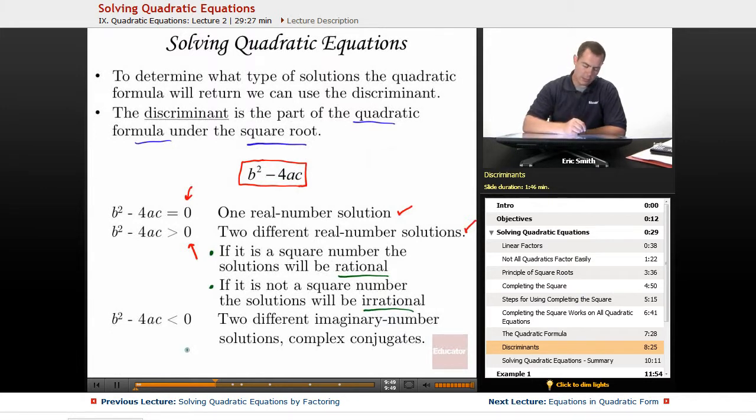Then we just have one more case to worry about. What happens if the discriminant is negative? Well, in that case, you will have imaginary number solutions. So think of earlier when we were dealing with a negative sign underneath the square root. These happen to be complex conjugates of each other, but I'll explain more about these in another lesson.